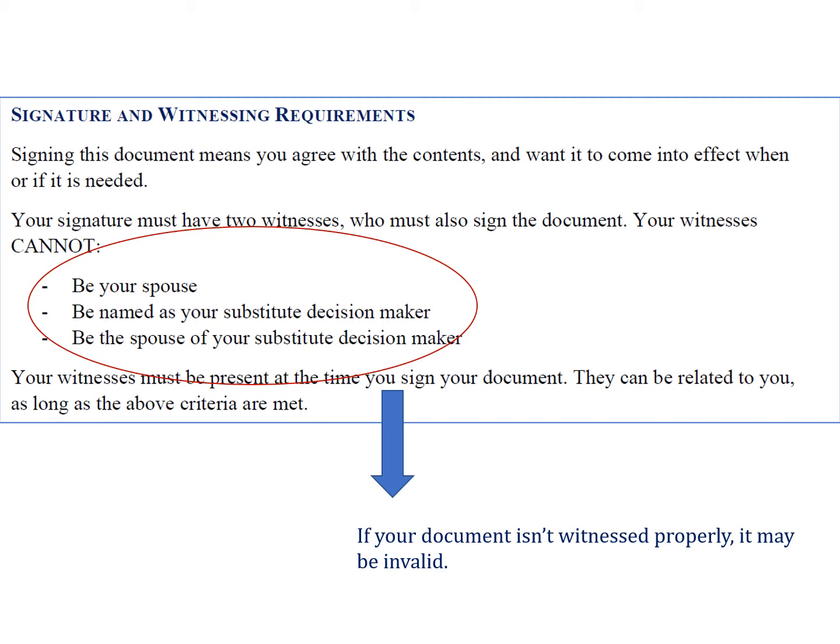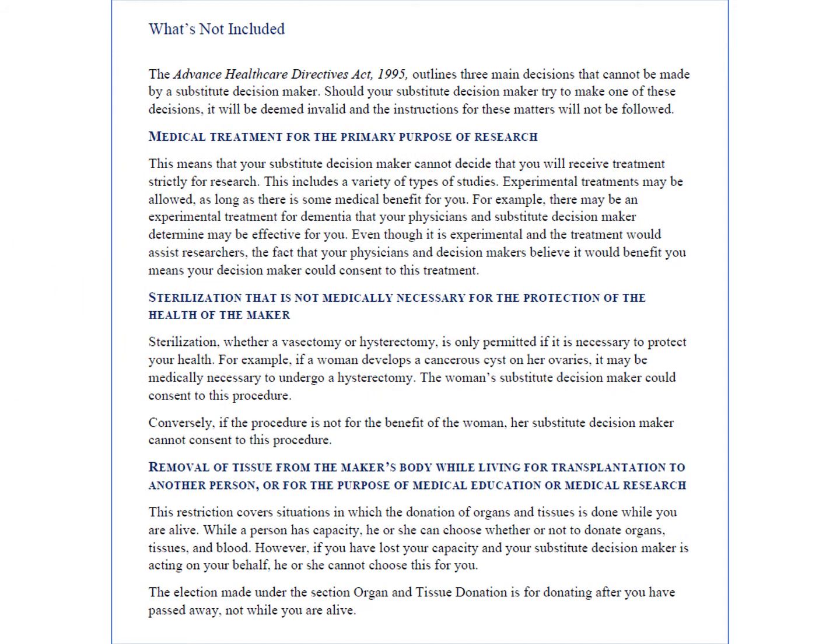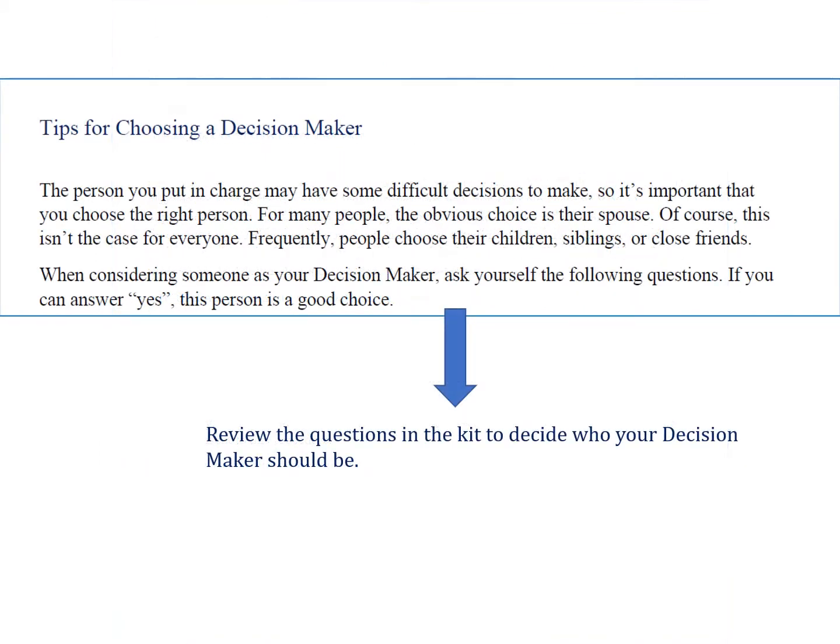We also took a look at the Advance Healthcare Directives Act from 1995, which provides the guidelines basically for any healthcare directive document, and it outlines 3 main decisions that cannot be made by a substitute decision maker. So medical treatment for the primary purpose of research, sterilization that is not medically necessary, and removal of tissue from your body while you're alive. Those are 3 things that nobody can decide for you, no matter who you choose. So we took a look at those to make sure that you know what it is that your decision maker can and cannot decide for you.